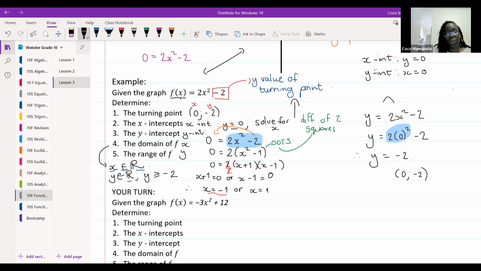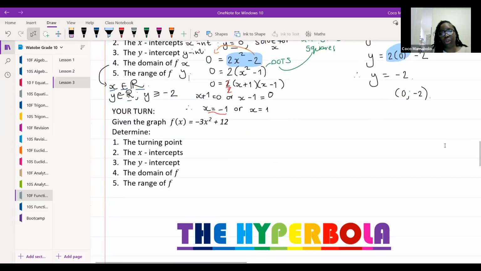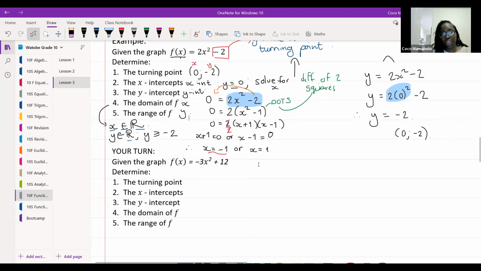Excellent, my sweetie. Awesome. All right, let's look at this next example over here. Here's your turn, guys. Yes, Yolani, we can't write it in words. We must use mathematical language. All right, here's the next one. It says here, we're given the graph of f of x is equal to -3x squared plus 12. Determine the turning point. Any volunteers? What is my turning point going to be?